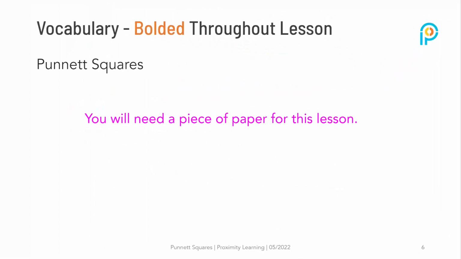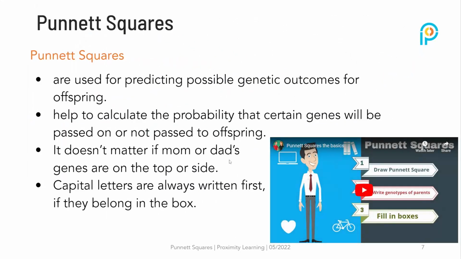You will need a piece of paper for this lesson because you're going to be drawing out Punnett squares and filling them in. All right, so Punnett squares are used for predicting possible genetic outcomes for offspring. They help to calculate the probability that certain genes will be passed on or not passed on to offspring.